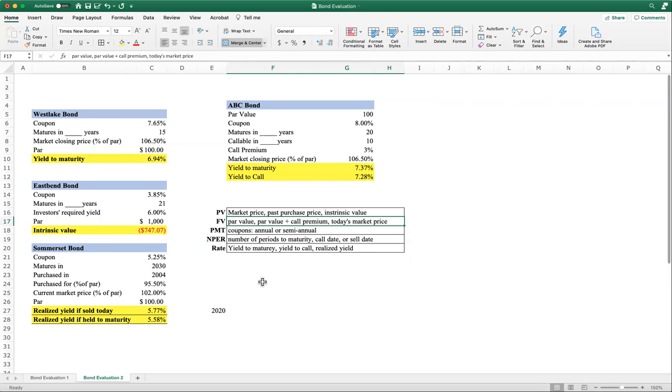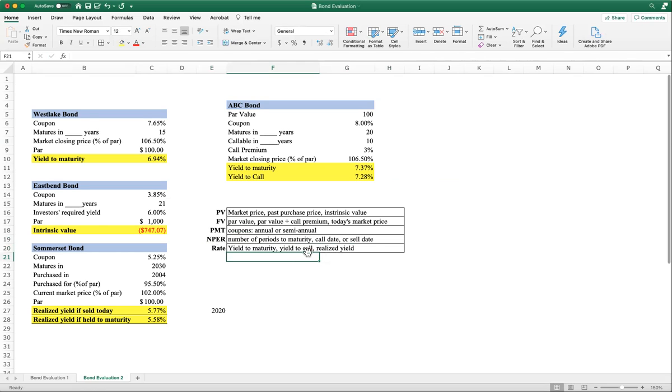So your holding period could be that you bought this 5 years ago and sold it today, or you bought it today and you're going to sell it when it's called back, or you bought it today and you're going to sell it when it matures, right? So it's different, but it's still the number of periods. And the rate, of course, is going to be yield to maturity if you hold it until it matures, and if you are going to hold the bond until it's called, it's going to be yield to call.